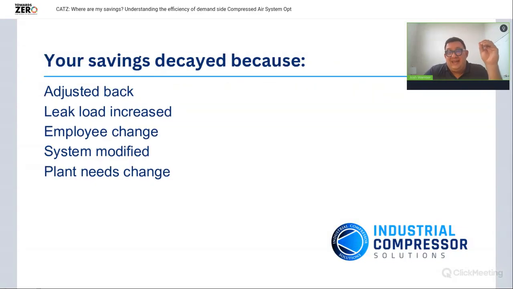And when we talk about decay, we can make optimizations in a plant and they're just adjusted back.